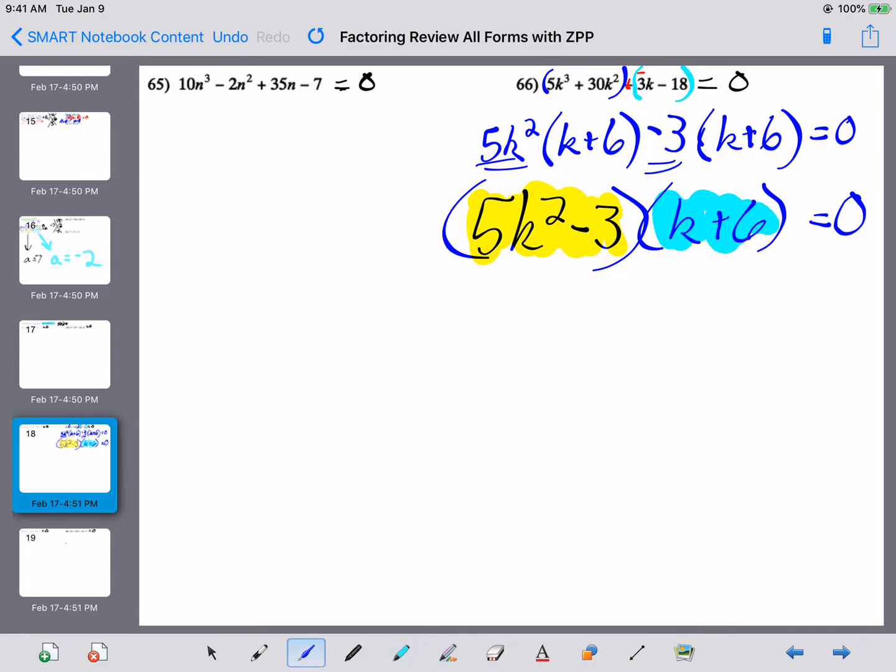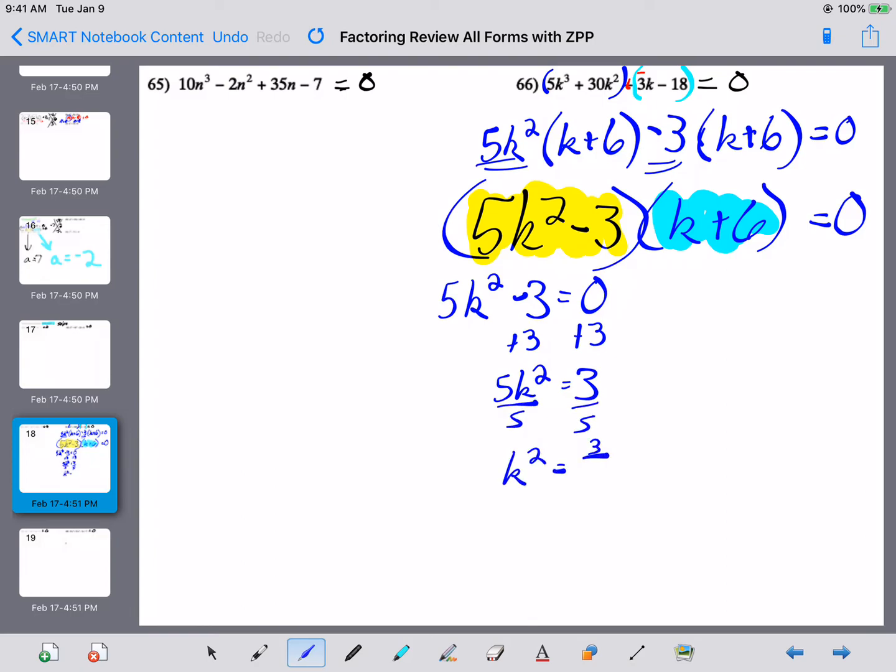So take this 5k squared minus 3, set it equal to 0. This you might have to do on the side. It's going to take some space. K is getting squared, multiplied by 5, and subtracted by 3. Got to undo subtracting first, by adding 3. Then undo multiplication next by dividing by 5. Remember, when we're solving equations, we undo PEMDAS bottom up. Then from there, I should say from there we undo squaring, we undo the exponent.